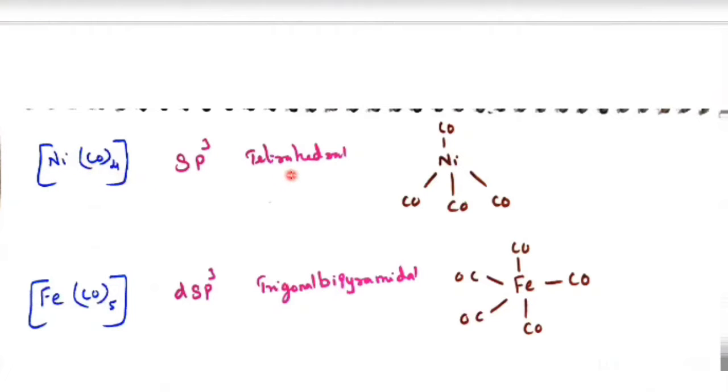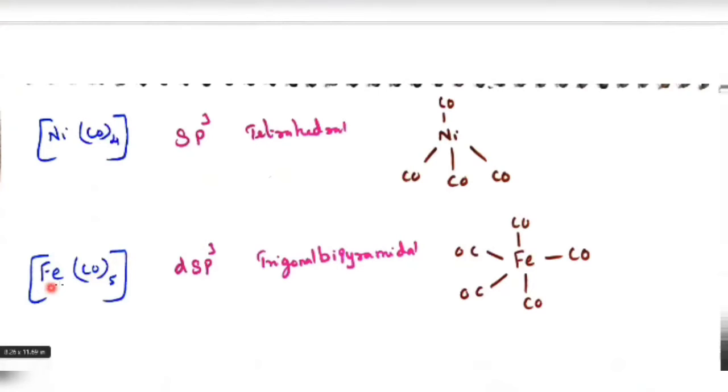It is sp3, tetrahedral. How to write the structure? Nickel is placed at the center, with CO in a tetrahedral structure. Then Fe(CO)5. Here it is pentacarbonyl iron in the zero oxidation state.